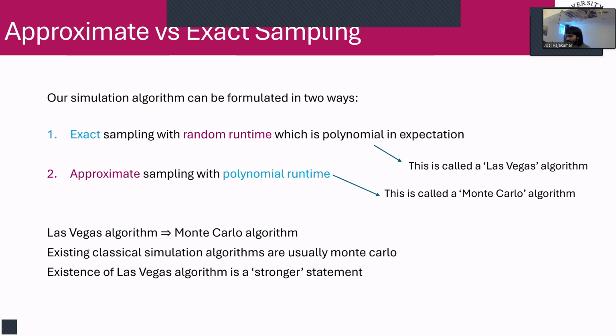So every time you show a Las Vegas algorithm exists, you can convert it into a Monte Carlo algorithm. That also means the existence of this exact sampler with random runtime is a stronger statement. I'm not sure fully how it relates to complexity theory yet, because I know there are interesting differences between exact sampling and approximate sampling hardness. But one interesting thing about this algorithm is that it's one of the first exact sampling algorithms out there. Can I ask you something, Joel?